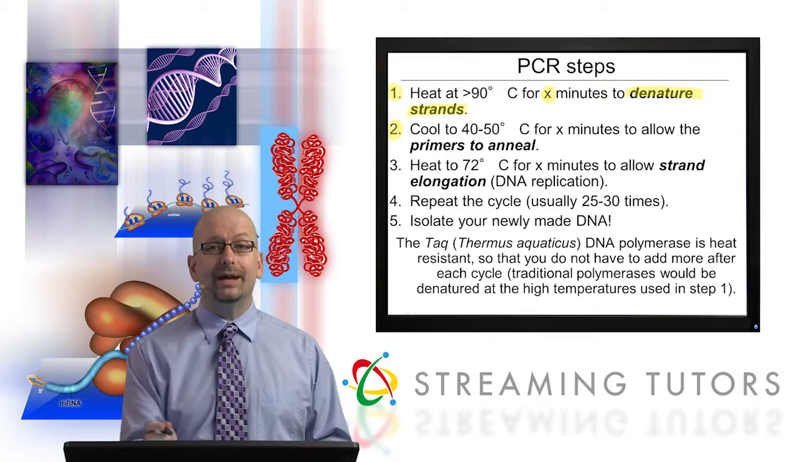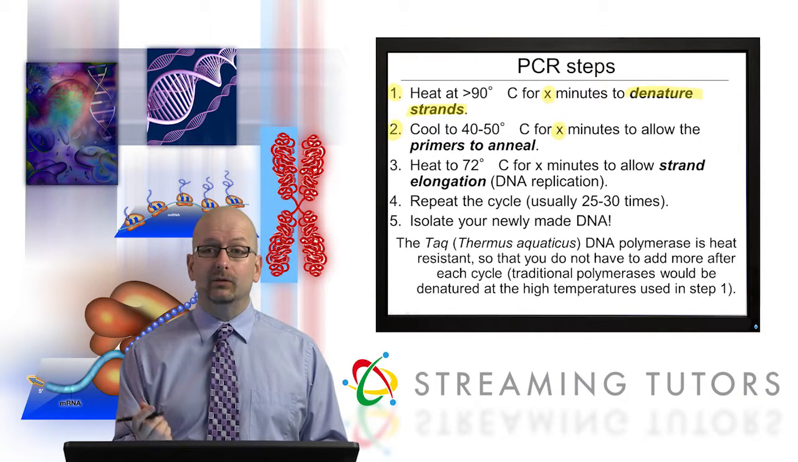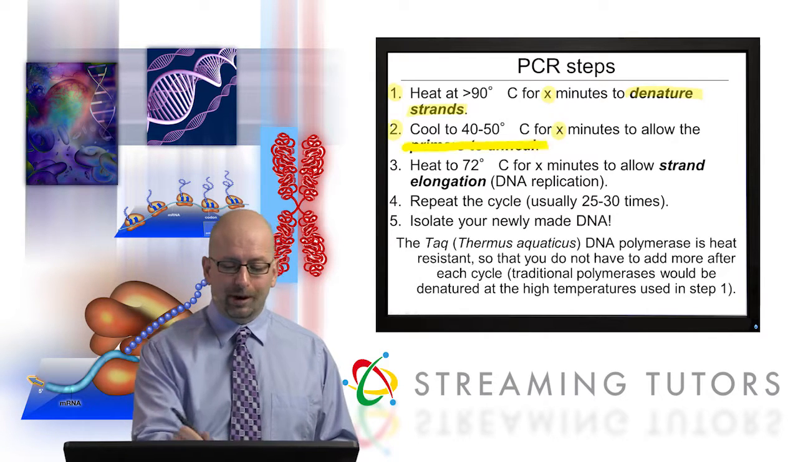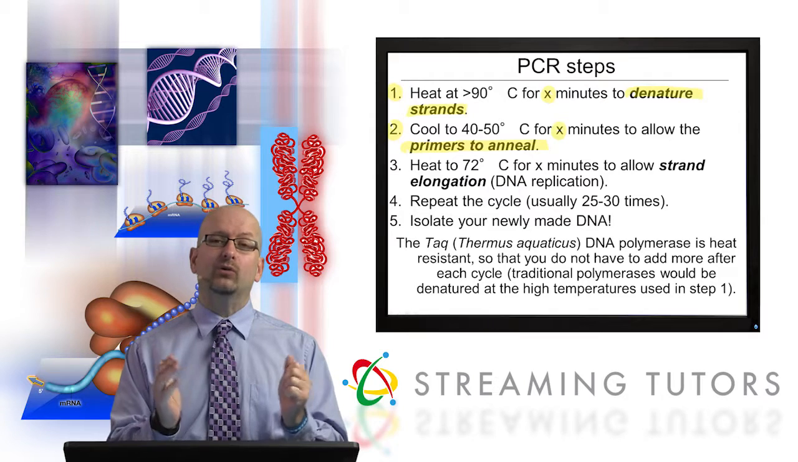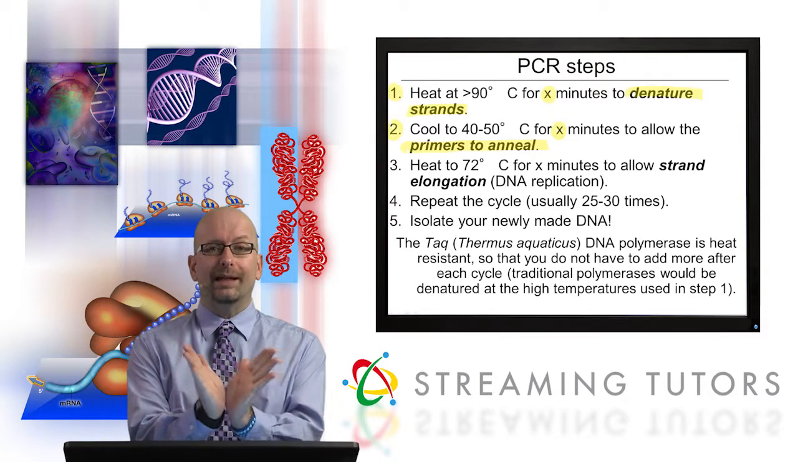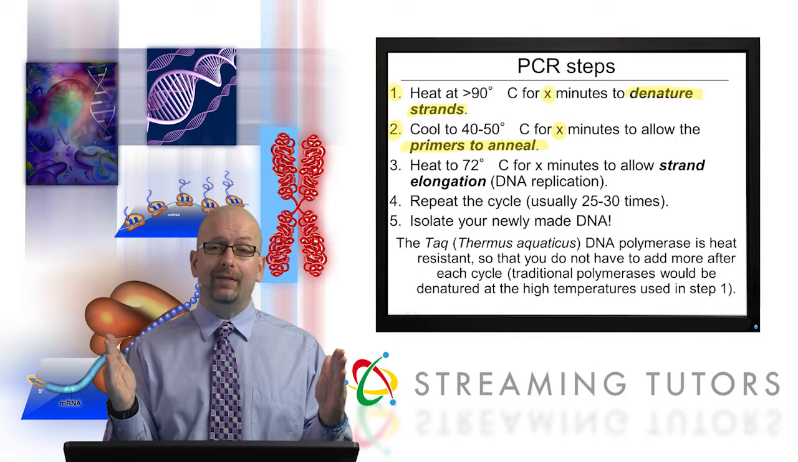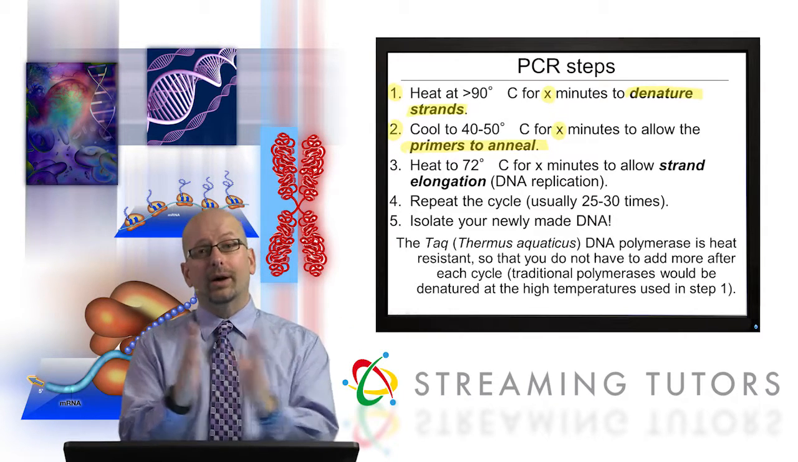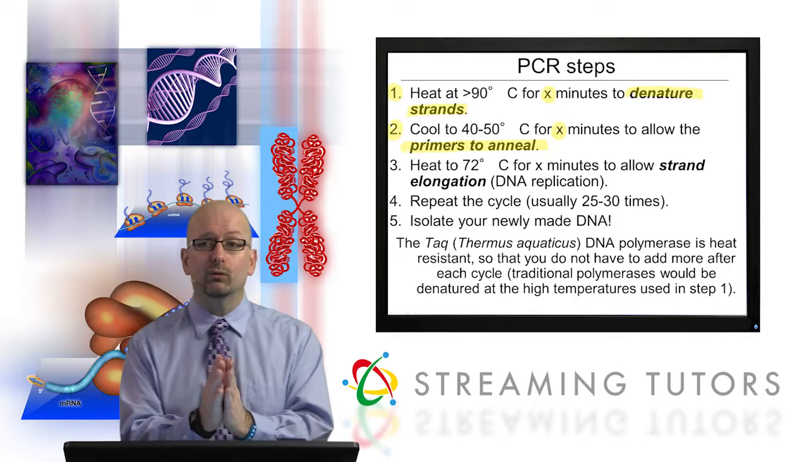Now we're going to cool it down to 40 to 50 for, again, however many minutes. Now this is going to allow primers to anneal. Okay, so this is important. Almost like we saw before, you know how we said with the plasmids the sticky ends want to go back together? Well, if you denature DNA and then cool it down, it's going to want to come back together naturally because of the complementarity and the base pairing rules.